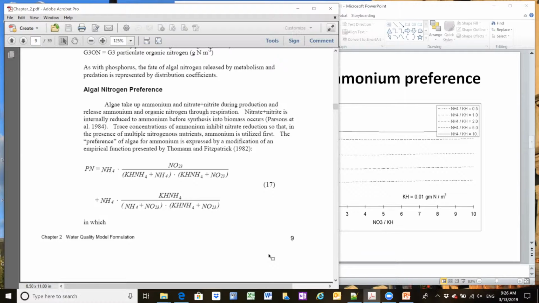So we have what we call a preference function, that looks at the amount of ammonium that's out there, the amount of nitrate that's out there, and comes up with something called a preference. And the preference is the fraction of the total nitrogen that algae take up that is ammonium. It can vary between 0 and 1.